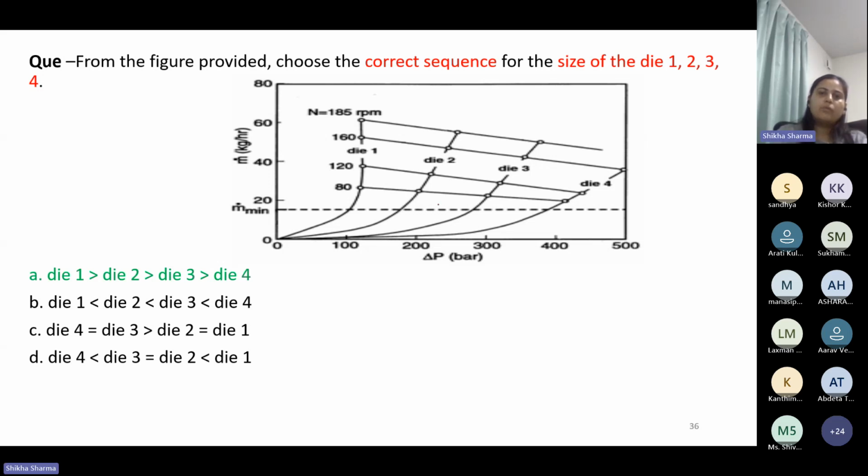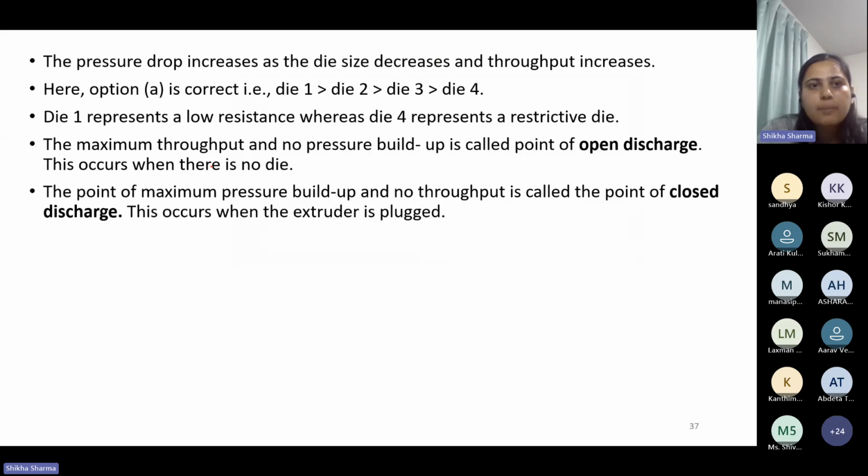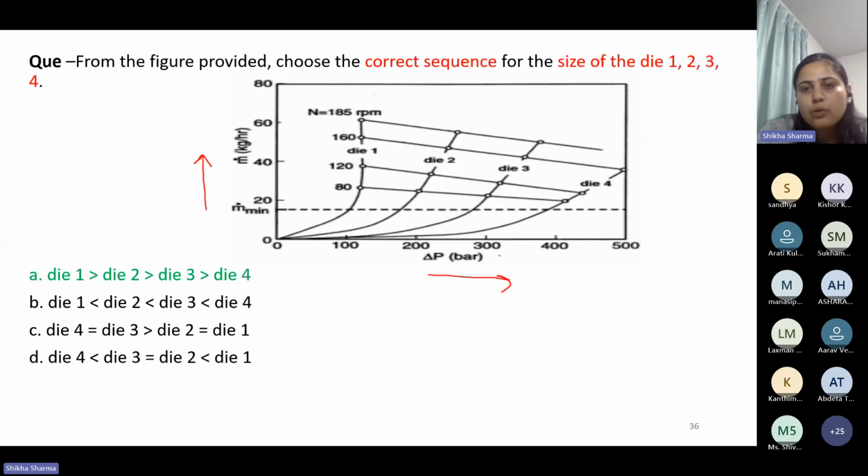What is happening? On the x-axis, we have pressure. On the y-axis, what do we have? We have the resistance. So what is happening actually? On the x-axis we have pressure, so here the pressure drop. Pressure drop means when the product is coming from inside to outside in the extrusion, how much pressure is decreasing.